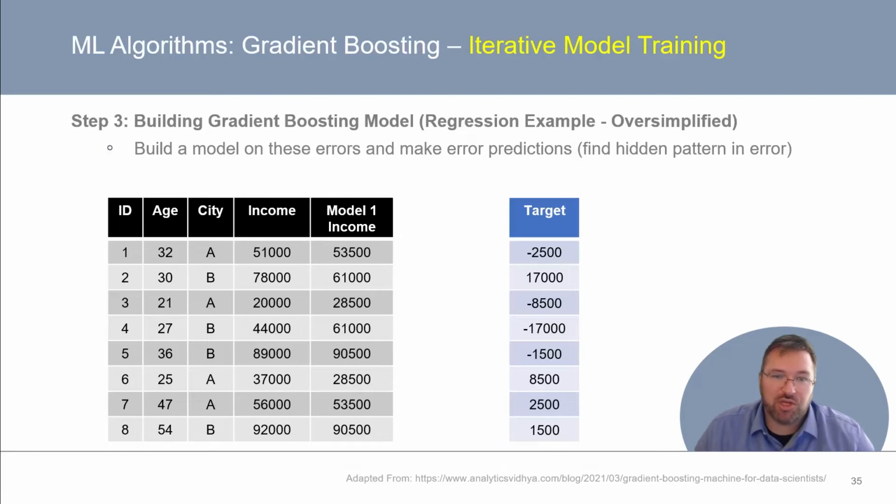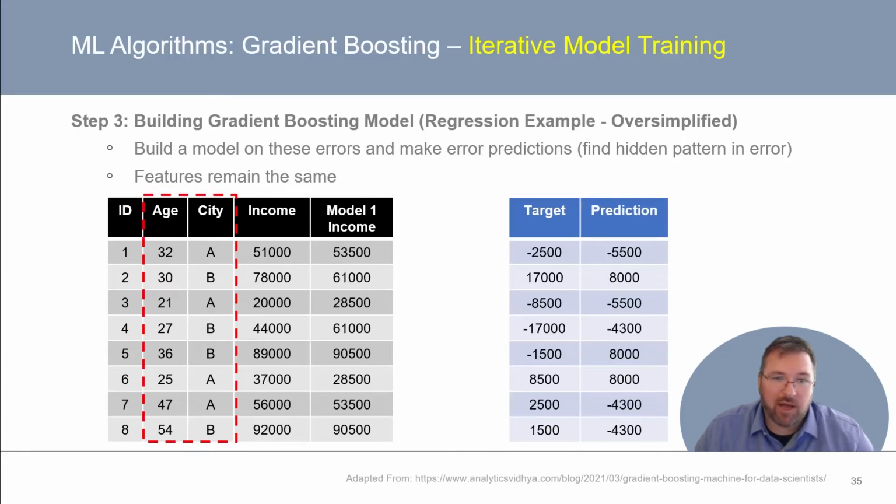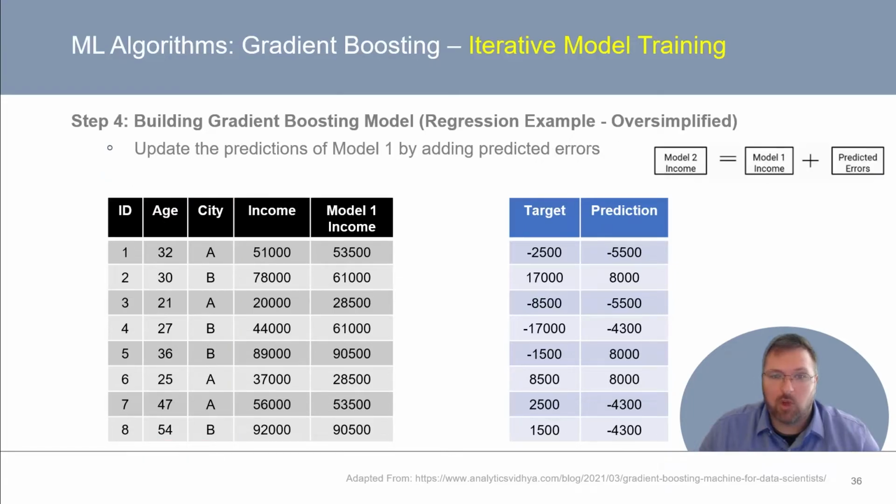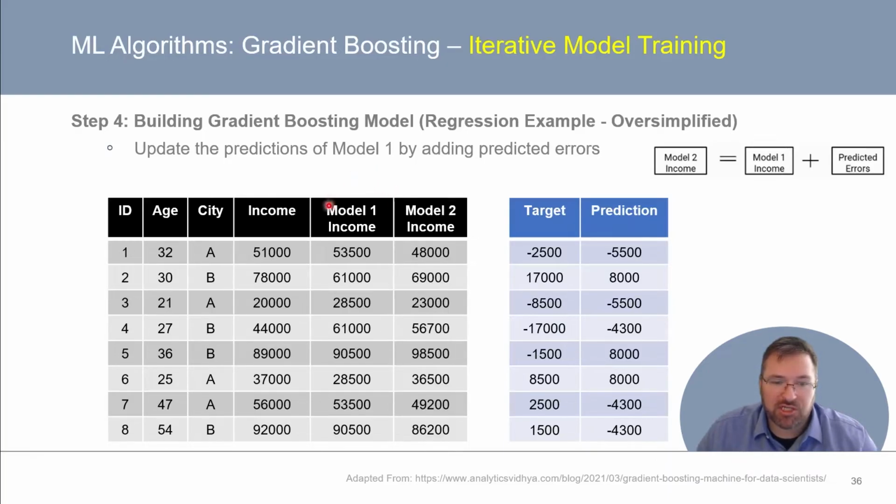Notably, the features we use to train the next weak model remain the same, in other words, age and city. And now with this new weak model, we get the following predicted outcome values in this new prediction column in blue. In step 4, we update the predictions made by our first weak model by adding these new predictions. So specifically, we're adding the predictions of our first weak model to our new predictions in order to get our Model 2 income. So for example, 53,500 minus 5,500 gives us 48,000.